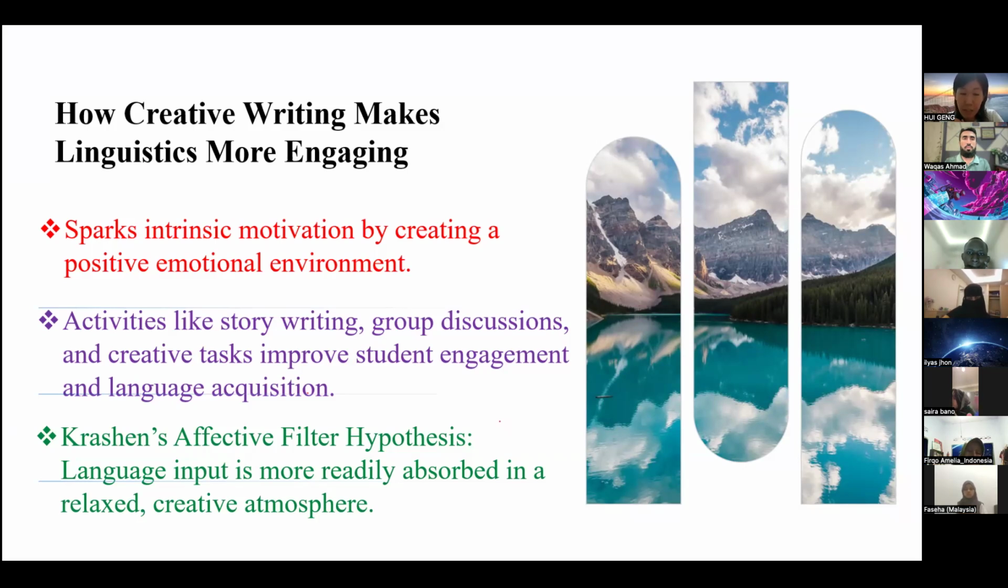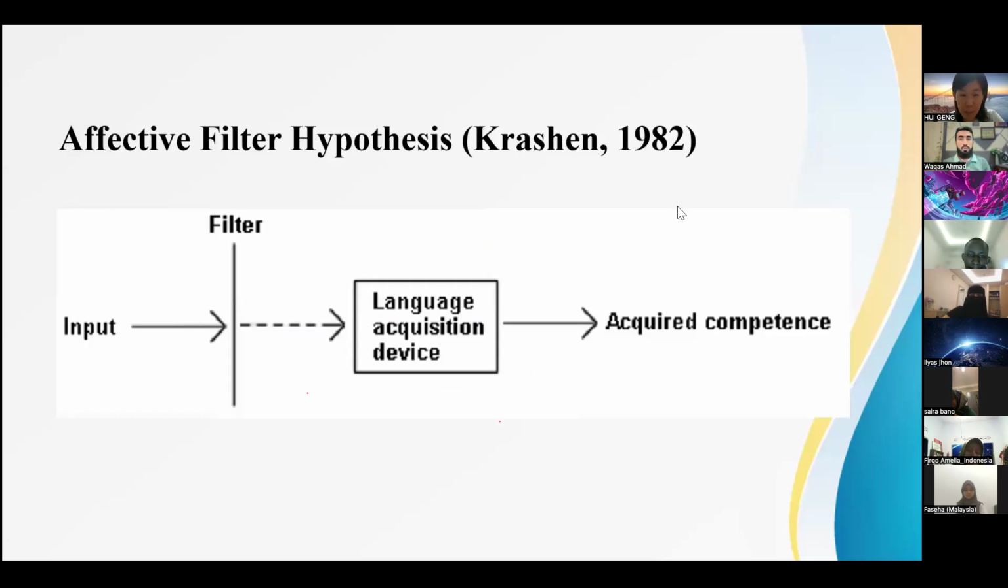We can consider language input, something like grammar, like vocabularies. Language input is more readily absorbed in a relaxed, creative atmosphere. So this is the affective filter hypothesis proposed by Krashen, 1982. The input relates to all the language tasks like vocabularies, grammar rules, syntax, semantics, everything.